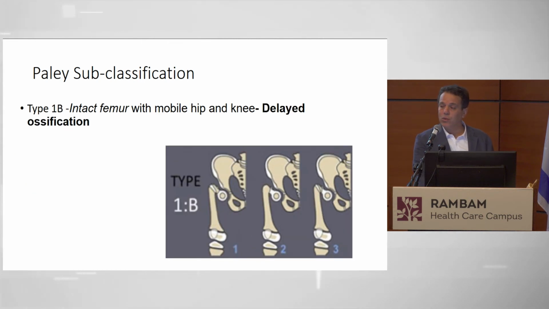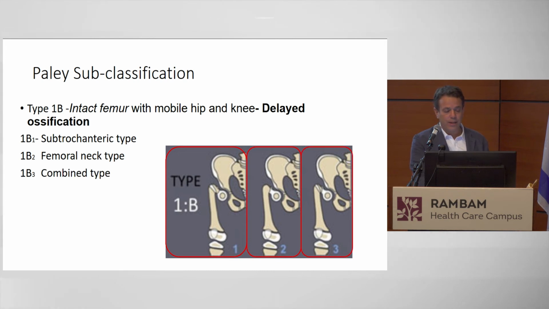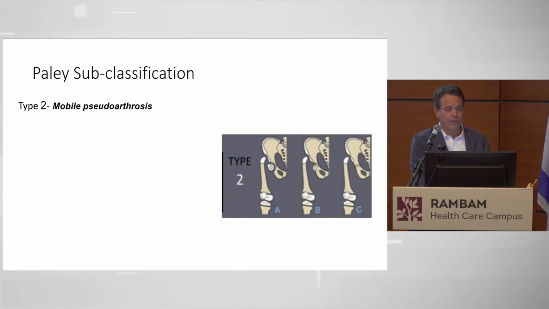When we dive into 1B, as we said, it's delayed ossification. So the delayed ossification can be in two main anatomic areas. It can be the subchondral type. Here in the picture, you see the white stuff is where the delayed ossification is. That's subchondral. This is femoral neck type, and 1B3 is combined. So we have delayed ossification at the femoral neck, but also in the subchondral area.